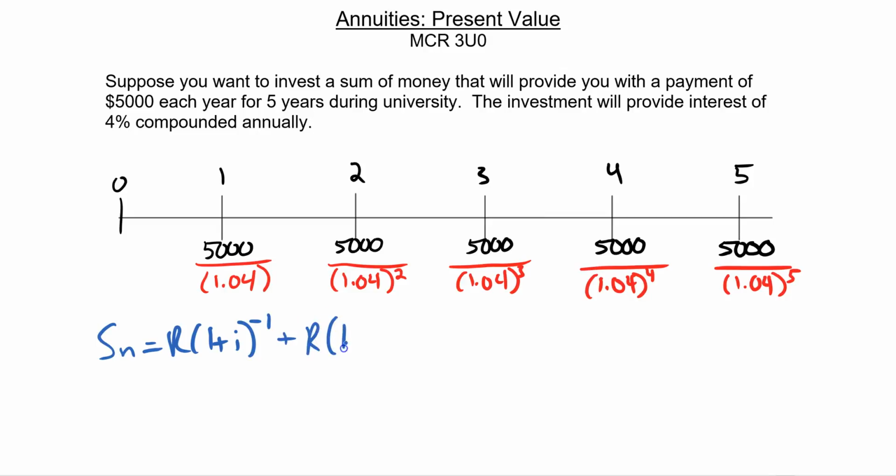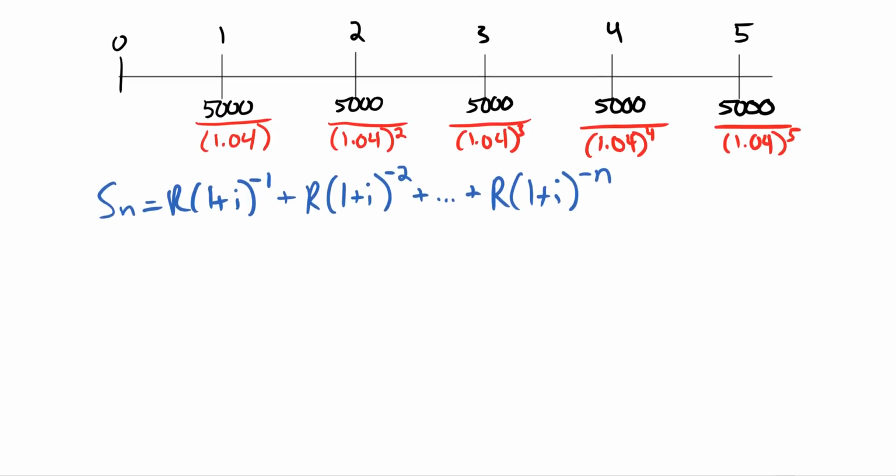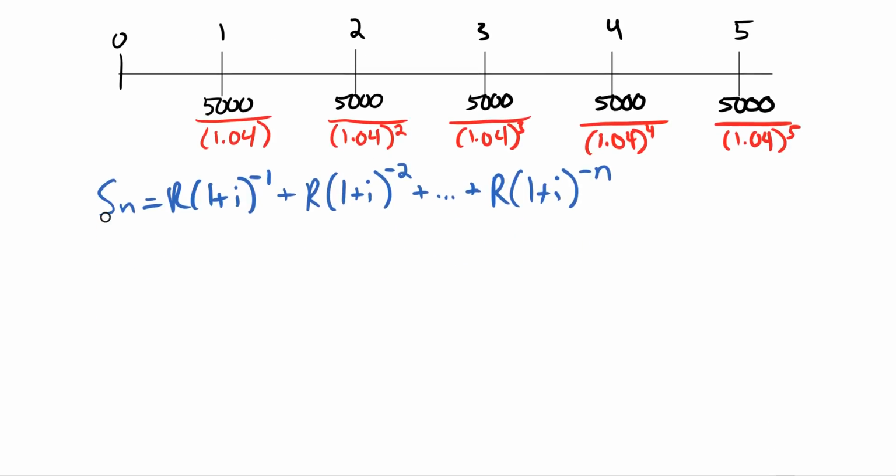The next payment is worth r times 1 plus i to the power of negative 2 because it's able to earn for 2. Now, if we continue on going, if you take a look at the final payment that's being made, so in this case in year number 5, it was able to earn interest for the same number of years, which is 5. So the very last payment that is made is r times 1 plus i to the power of negative n. So if I'm putting together my geometric series, here's what it's going to look like.